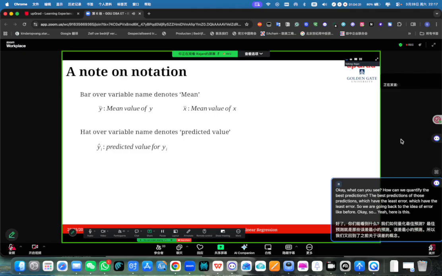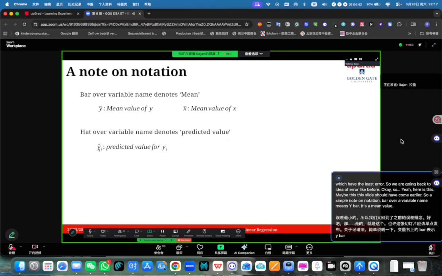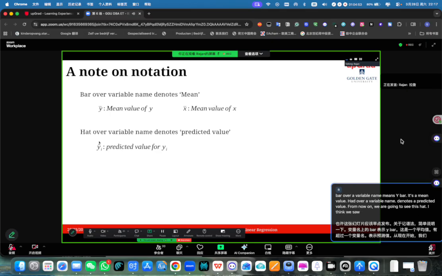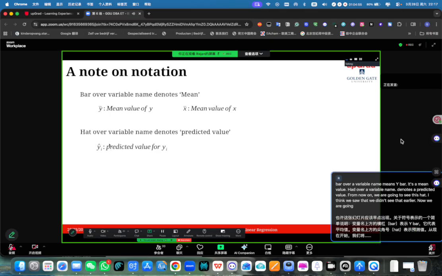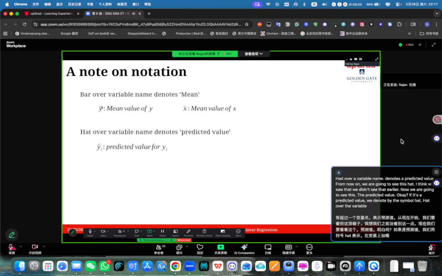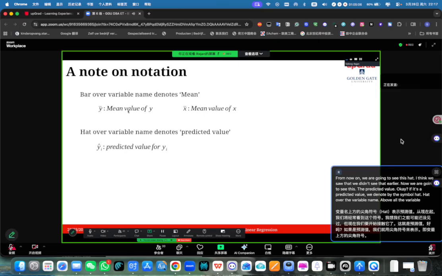Maybe this slide should have come earlier. A simple note on notation: a bar over a variable name, like y bar, means the mean value. A hat over a variable name denotes a predicted value. From now on, we are going to see this hat. We didn't see it earlier, but now we will. A hat over the variable name denotes the predicted value, and a bar over the variable name means the average or mean value.